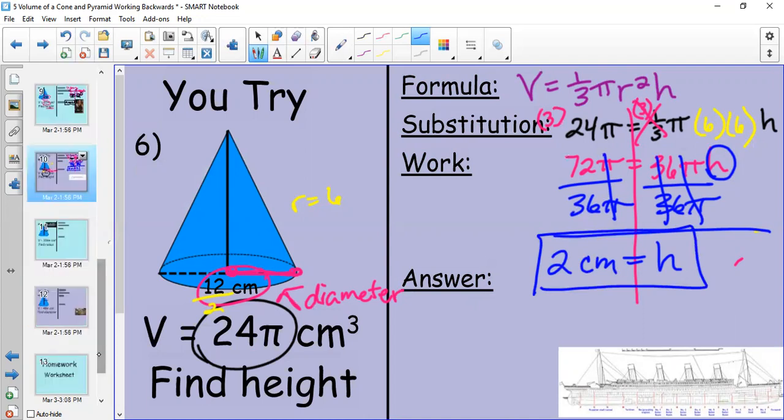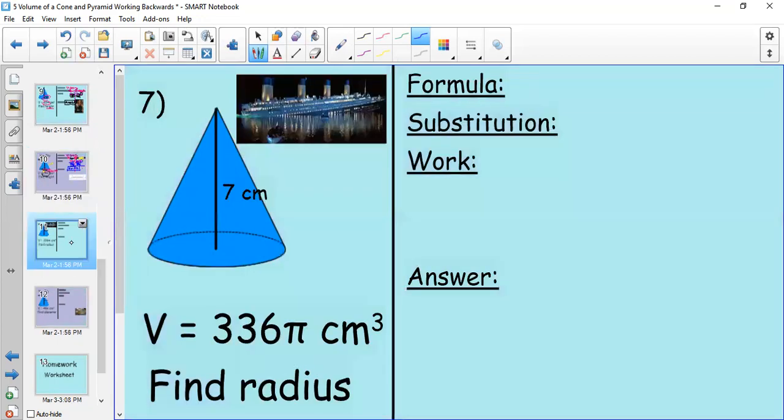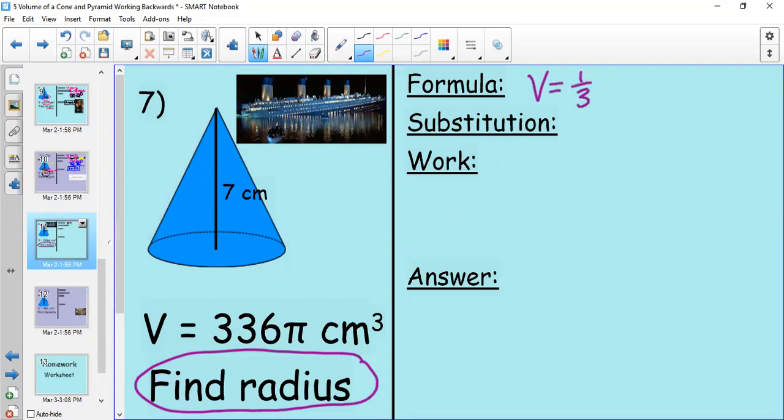All right, let's try the most difficult one on your own. Okay, so this time I am not given big B. I am not given a radius. I am not given a diameter. So a lot of people don't know which formula to use on number 7. So I look at the question. It says find the radius. Well, I can't find the radius unless radius is in my formula. So let's use the formula 1/3 pi r squared h, since that's the one that has radius in the formula.